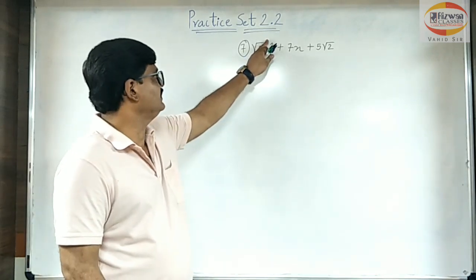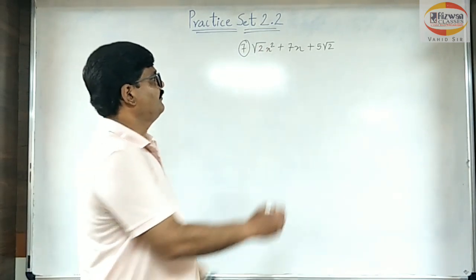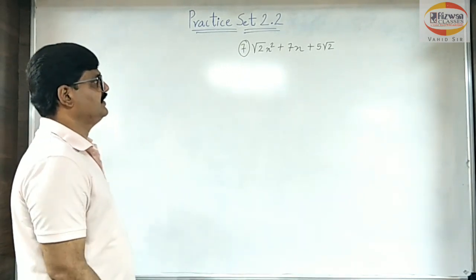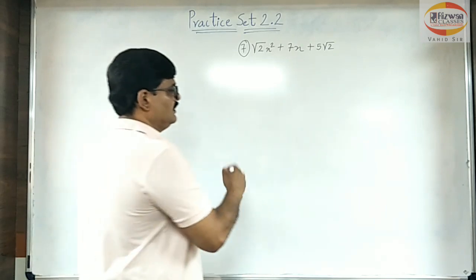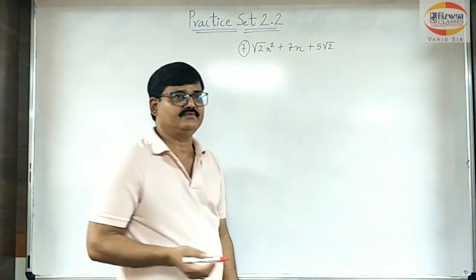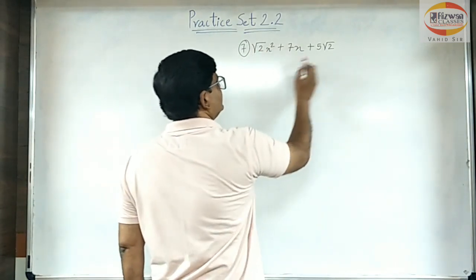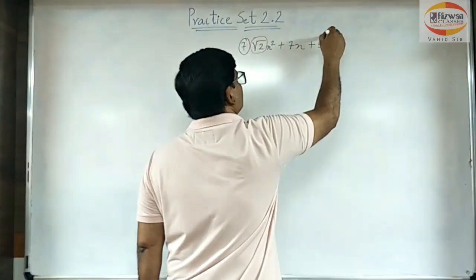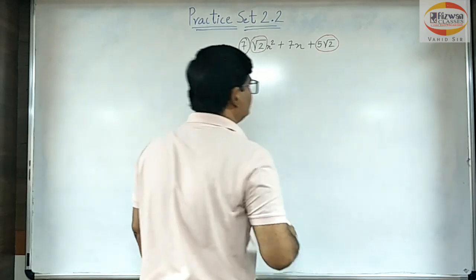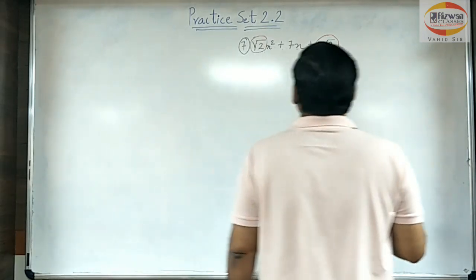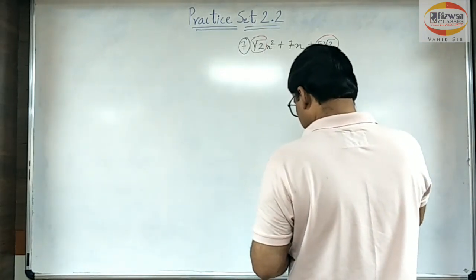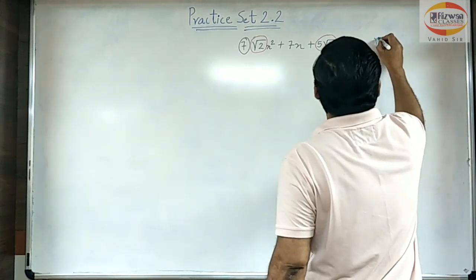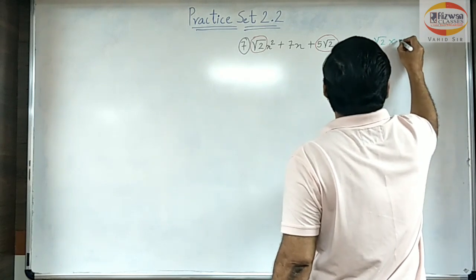This is the expression: root 2x square plus 7x plus 5 root 2. As we studied in the previous video, we have to multiply the first term with the last term. This is your first term and this is your last term. When I multiply the first term with the last term, I get root 2 into 5 root 2.